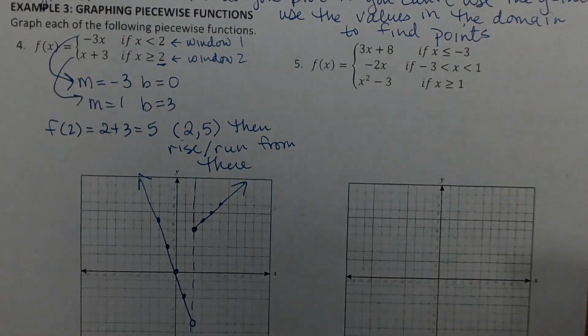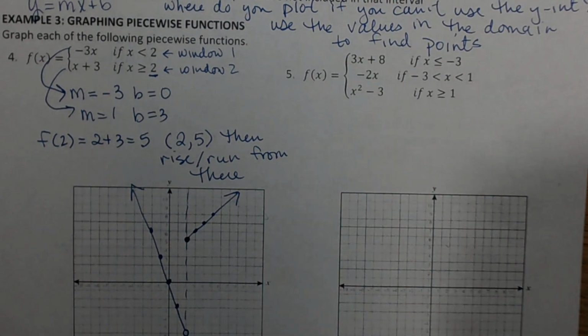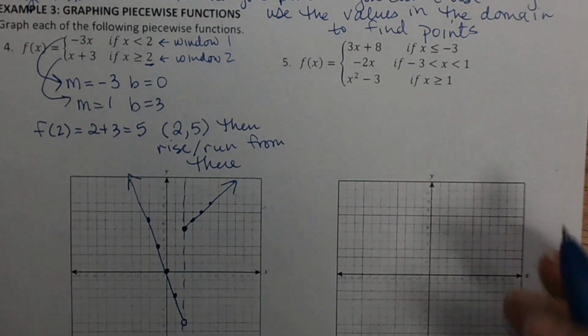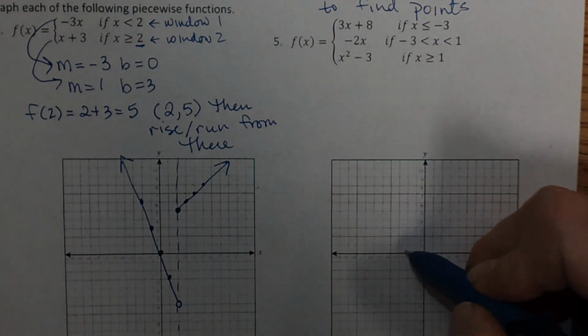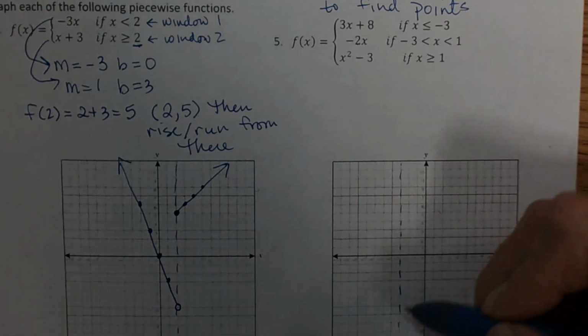Okay, now our next one is in 3 intervals. Excuse me. So I'm going to draw my little lines on my graph. My first one's at -3. I'm going to draw a little dotted line at -3.